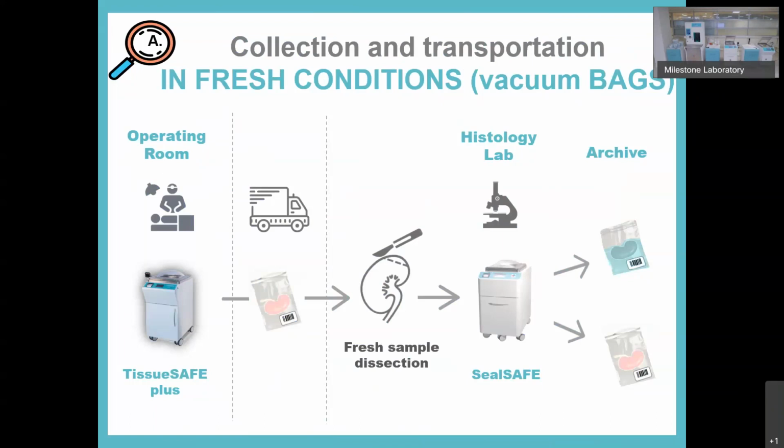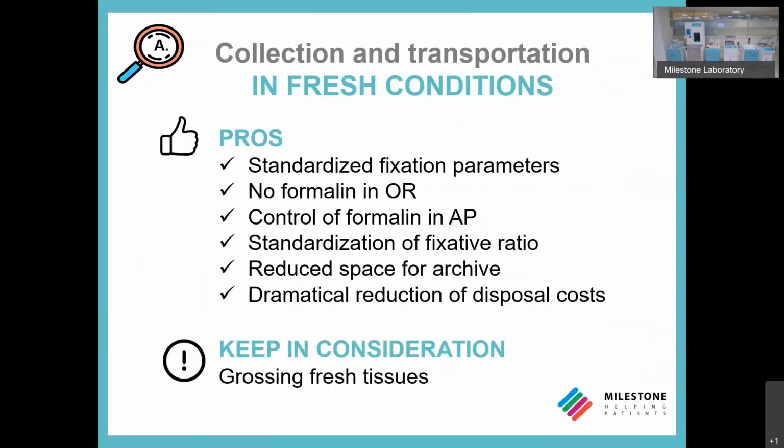A vacuum system like the Seal Safe can dispense formalin in a controlled way in the bag to start the initial fixation, and or reseal the bag with the remaining tissue for the final archive, with major benefit in space reduction and disposal cost reduction. So this scenario introduces a lot of advantages, like the standardization of the fixation parameters, and no formalin at all in the operating room.